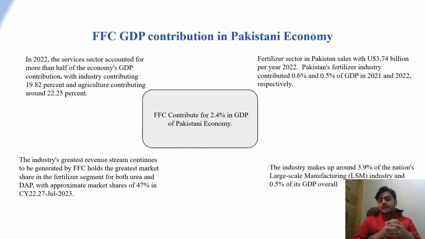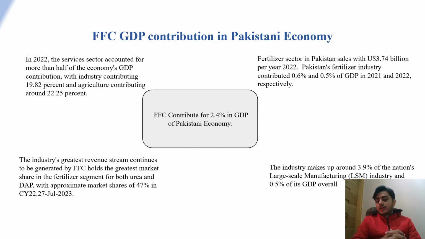The Fauji Fertilizer contribution to GDP was 2.4% of Pakistan's economy. In Pakistan's economy, more than half of GDP comes from the service sector, 20% from the manufacturing sector, and another 22.25% from the agriculture sector. The overall industry contribution to Pakistan's economy was 6.6% in 2021 and 5% in 2022.